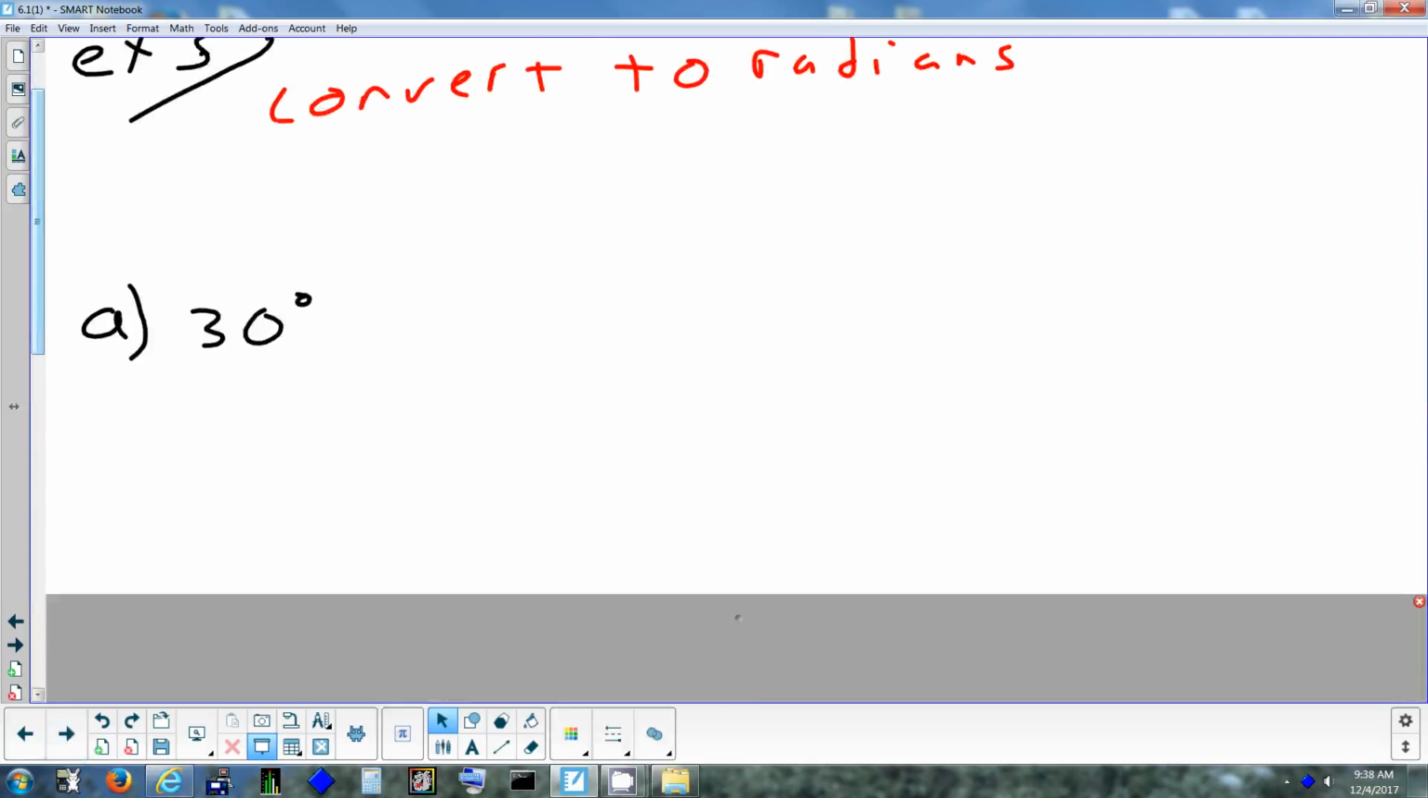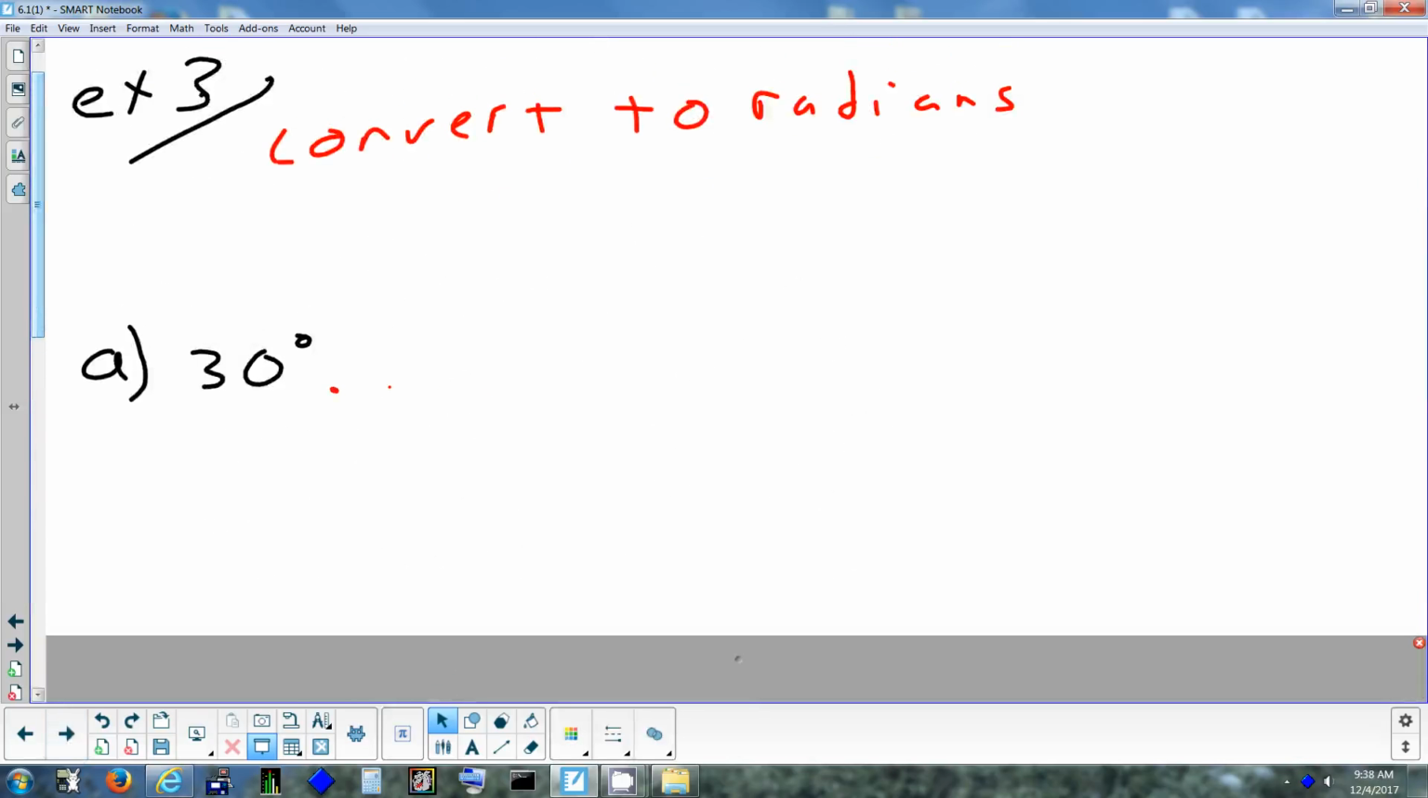So let's convert 30 degrees to radians. So here, the problem says you're converting to radians. So that means degrees has to disappear. Well, if you think of it as a fraction, right now degrees is in the top. I'm going to multiply by another fraction, and I want degrees to cancel out. So where would degrees have to go in the fraction on the right to cancel it out in the one on the left? Yeah? It would have to go in the bottom. That means radians has to go in the top.